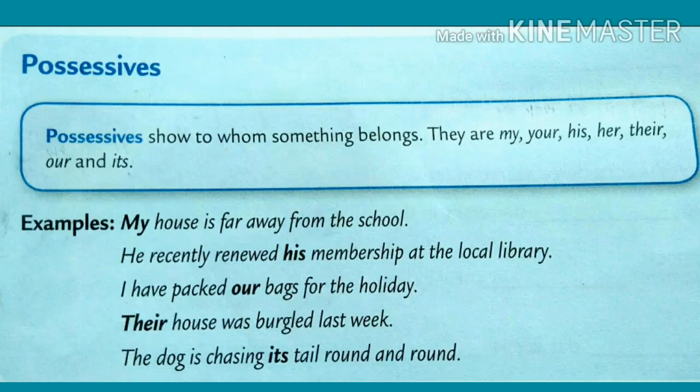Fifth one. The dog is chasing its tail round and round. Yes, the dog is chasing its own tail. So, we can refer to the dog as it. The possessive form of it is its. So, the dog is chasing its tail round and round.